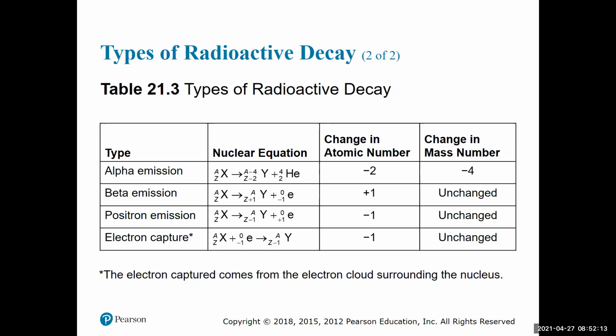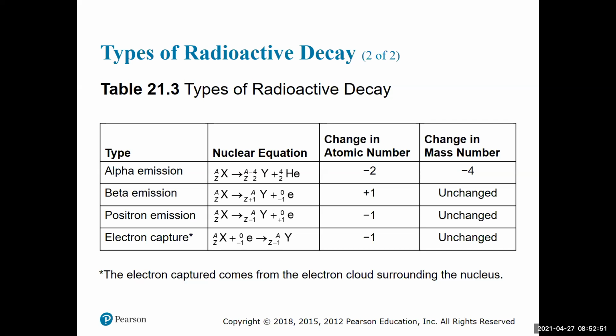Same idea here with beta. In that case, you have a +1 change in the atomic number. The mass number doesn't change. So we see over here on the left, once again with our X value, we're adding 1 to the Z value, and that changes it to a 1 higher atomic number value. And then we have 0, -1, so that's our electron there.